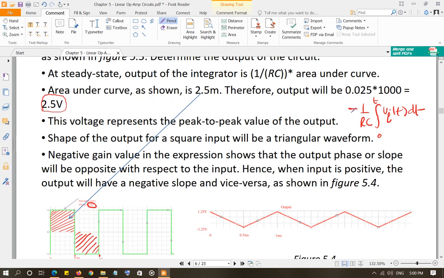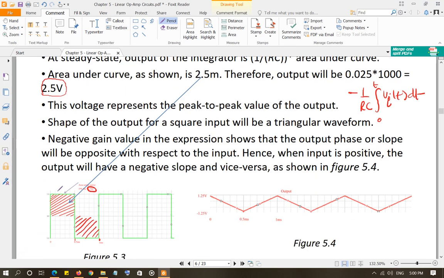And then the negative sign tells you that when you have the positive value of the input, the output slope is going to be negative. So it's going to start with a negative slope for the first half of the cycle. From 0 to 0.5 milli, the slope of this line is going to be negative because of this negative sign right here. And the peak to peak value is going to be 2.5 volts. So it's going to go from 1.25 to negative 1.25, total 2.5 volt.